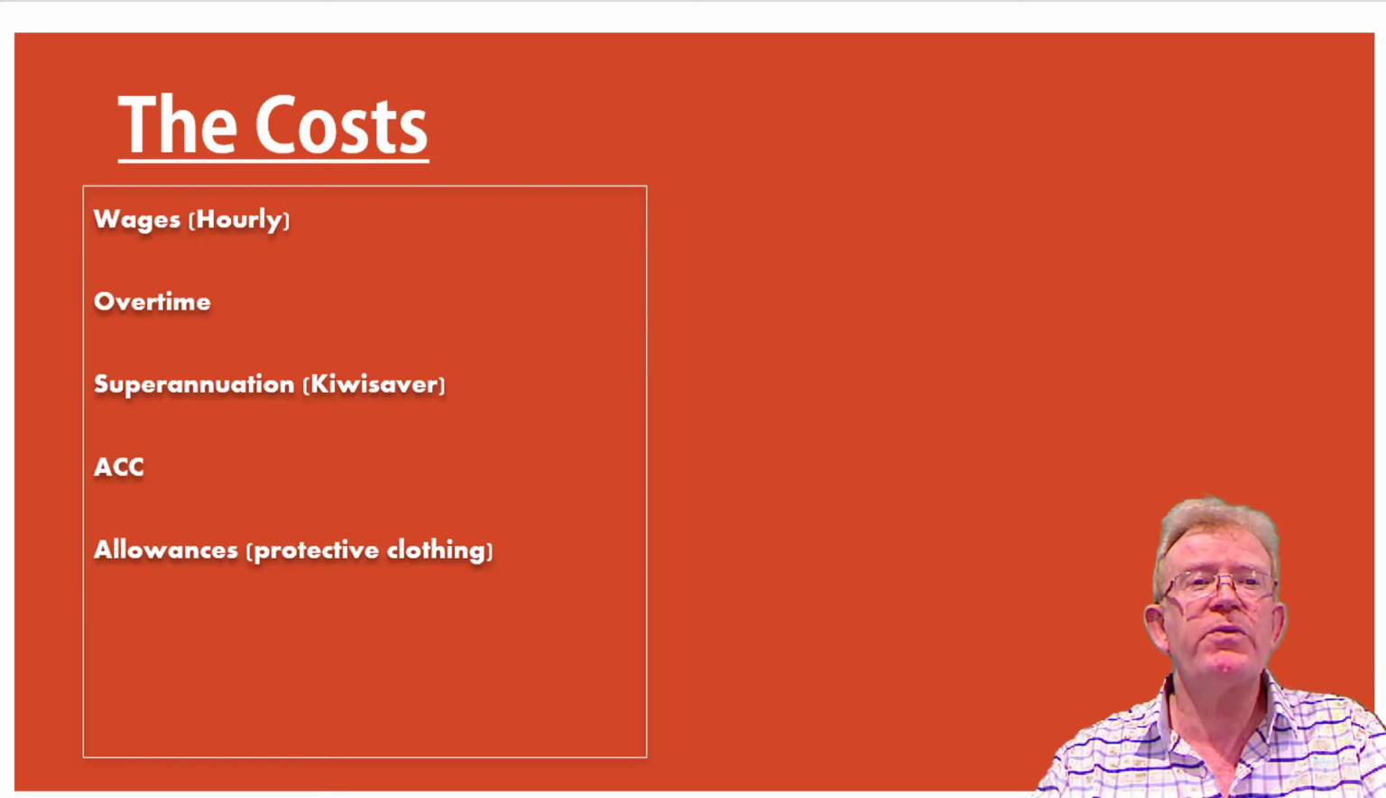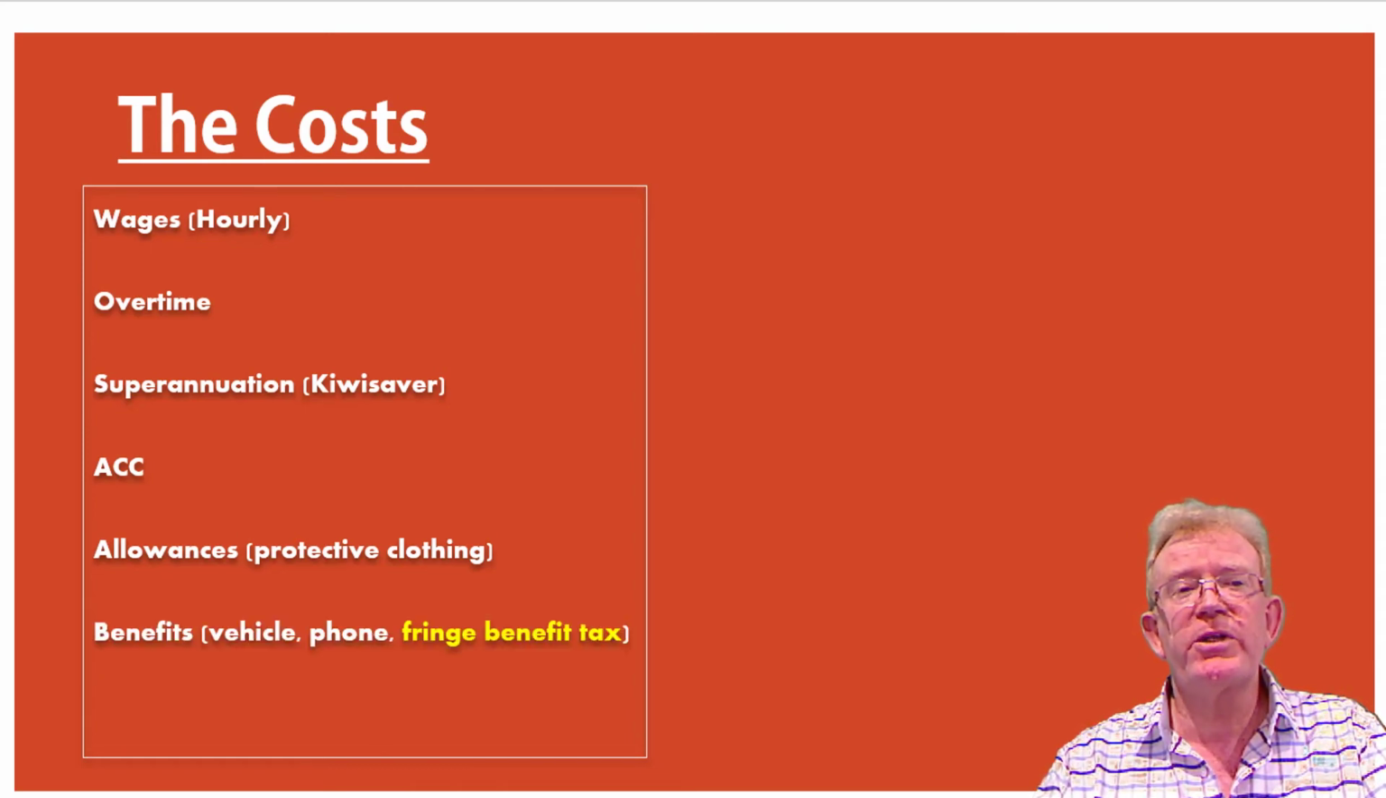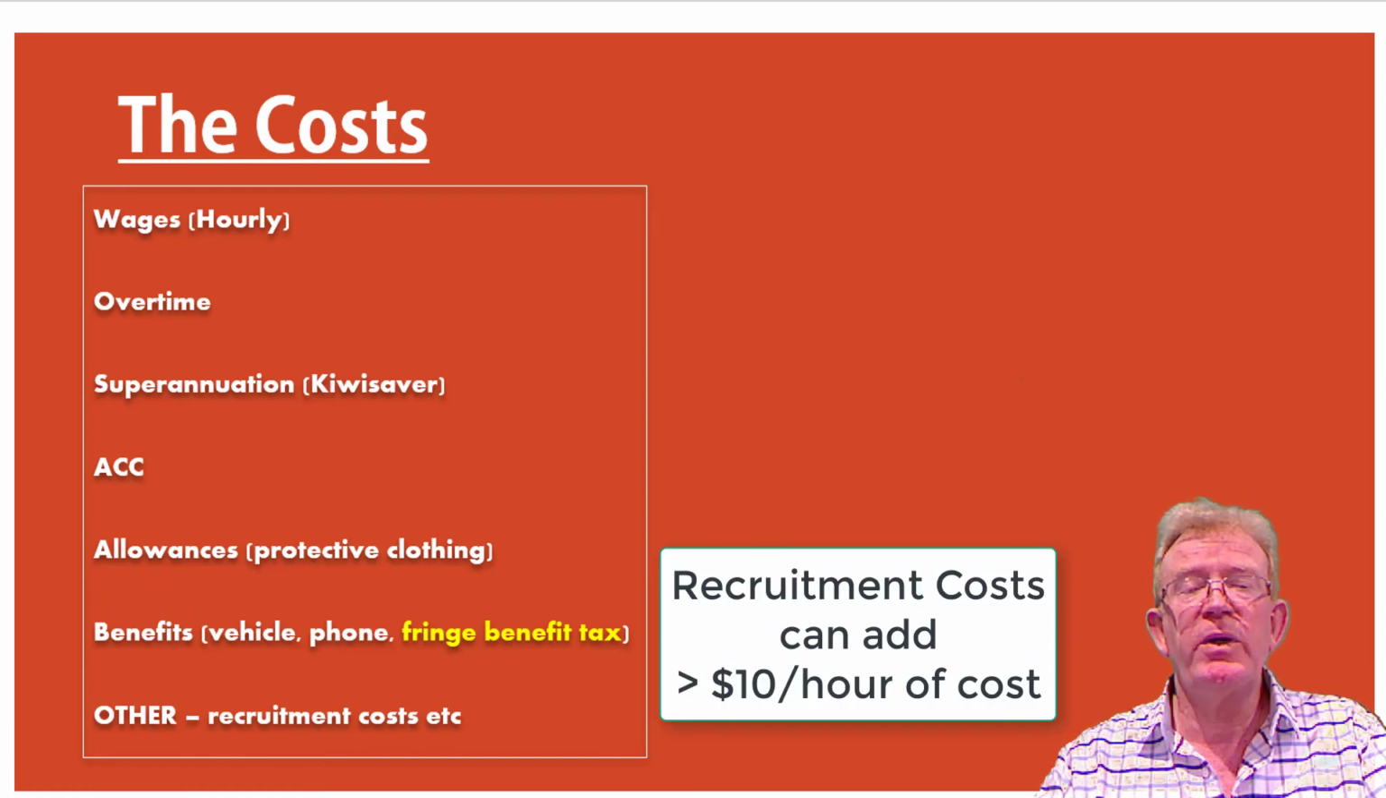So moving on, once we've got the ACC costs, we need to also consider allowances. So allowances include things like protective clothing, and then on top of that we've got to also consider benefits. So benefits would be, do you supply them a vehicle, do you supply them a phone, and also is there fringe benefit tax on top of those benefits. After benefits there may be a raft of other minor ones, and one of the ones you really need to take note of is recruitment costs.